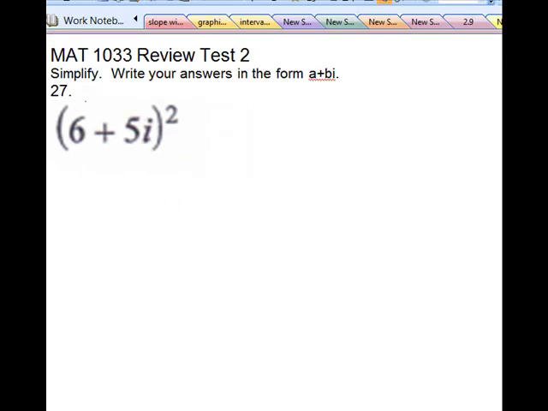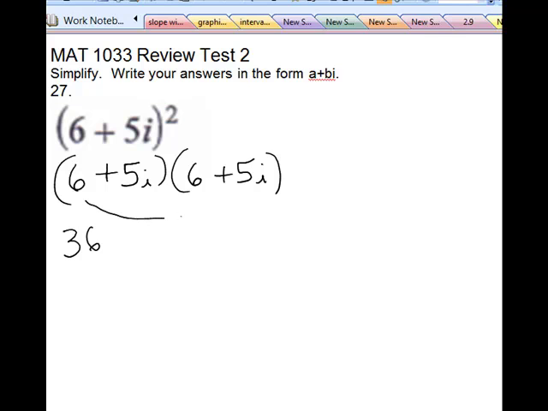We have one more problem in this group, and it is a binomial squared. We can write that twice and do FOIL. Be careful and don't just try to take the 2 down. You're not allowed to do that because it is not a product. So we'll write it twice and do our FOIL. So first term, 6 times 6 is 36. Outside plus 30i. Inside plus 30i. And last will be 25i squared.